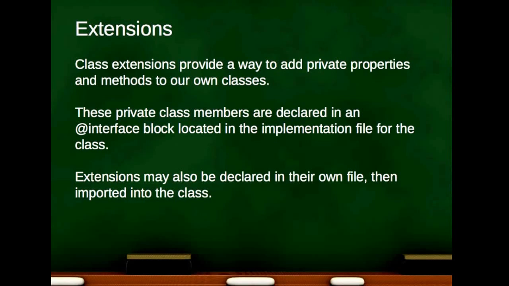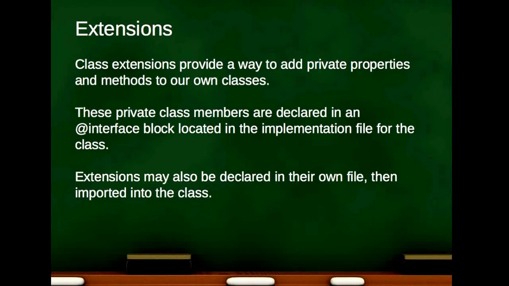A class extension really provides a way to add private properties and methods to our own classes. So if you come from an object-oriented language such as Java or C++ or something like that, you know that we can have private properties and private methods, static things, and so forth. And so far in Objective-C, we haven't seen a way to do that. We know we can declare an ivar and make it private, but we can't make a property and declare it to be private, let's say.